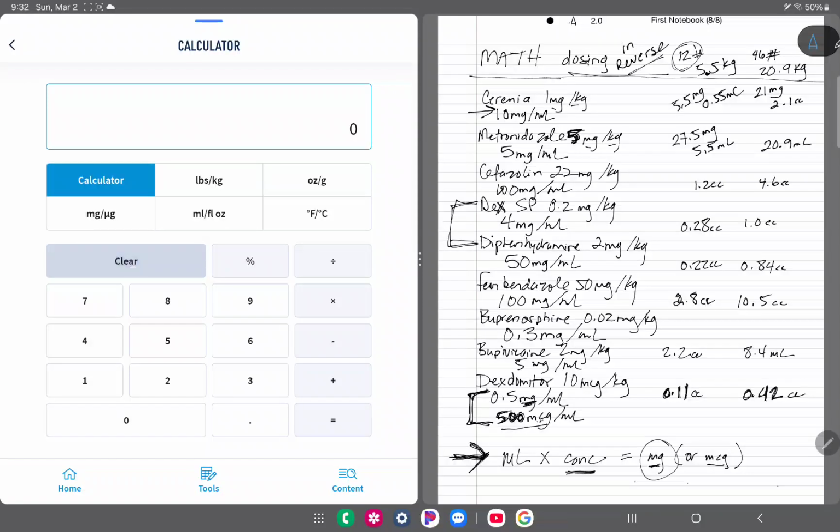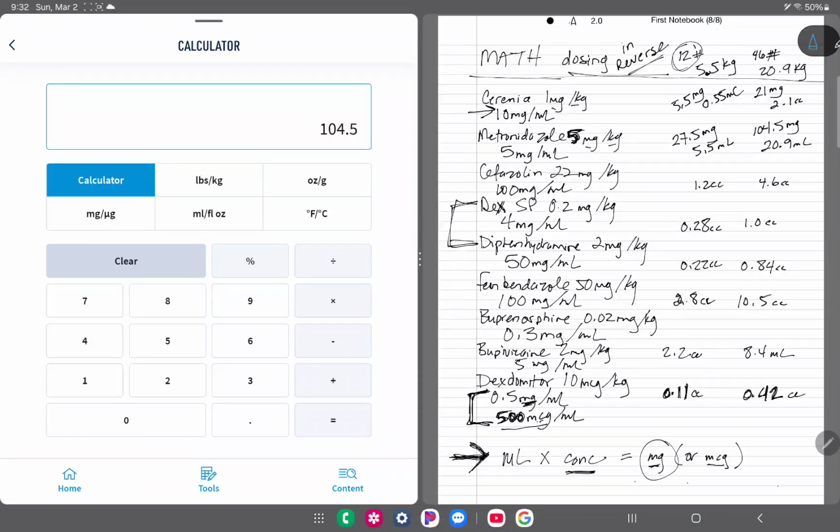Same with the dog. I quick look at my bag, it says 5 mg per mil. Great, I know my concentration. So if I gave 20.9 mils, you take that times your concentration of 5, and you're going to get 104.5 milligrams.